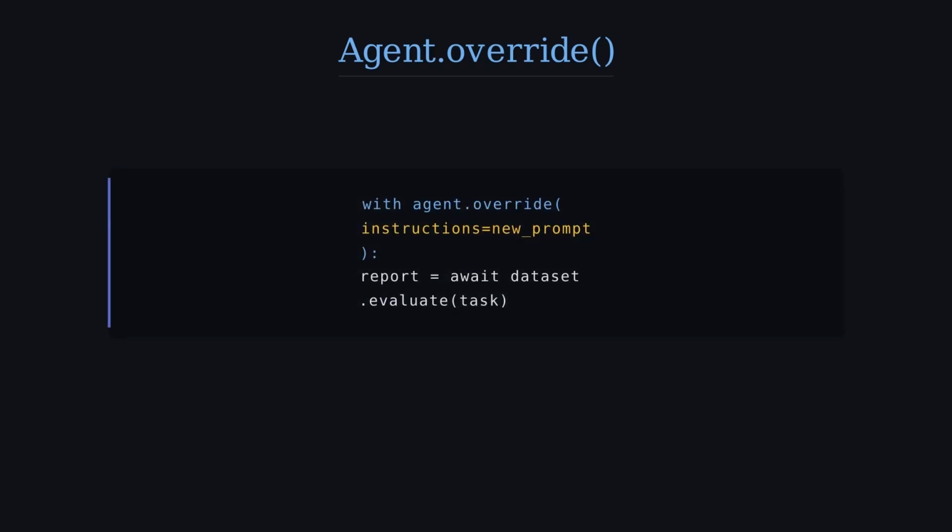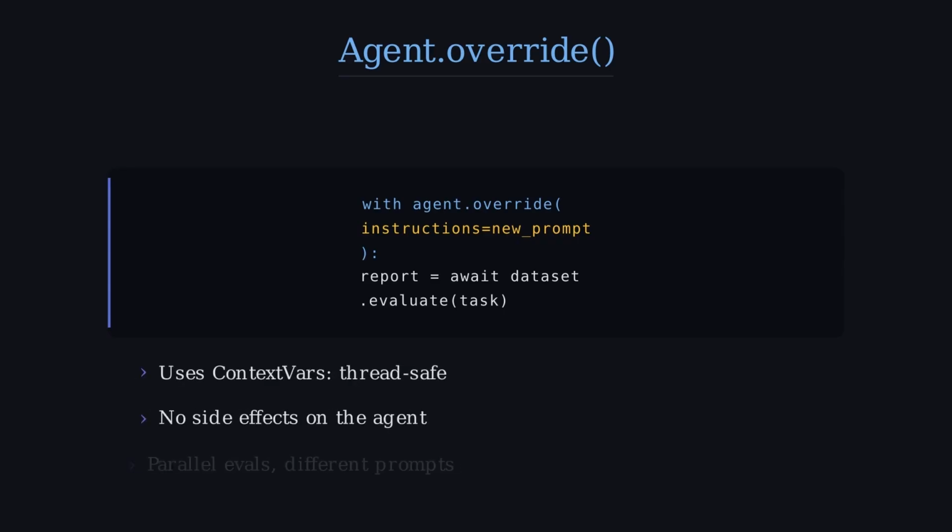Agent.override is particularly elegant. Instead of recreating the agent or mutating its state, you use a context manager that temporarily sets new instructions. Under the hood, it uses context variables, so it's completely thread-safe. Multiple evaluations can run in parallel with different prompt candidates without interfering with each other.